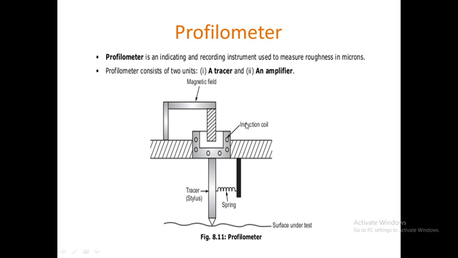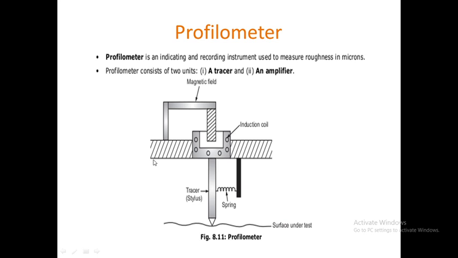Now the third part is the induction coil, in which a voltage or EMF will be induced due to the motion of the tracer. And the fourth is the permanent magnets. Now these are permanent magnets which are used to produce a magnetic field. Now how the working of this instrument occurs.